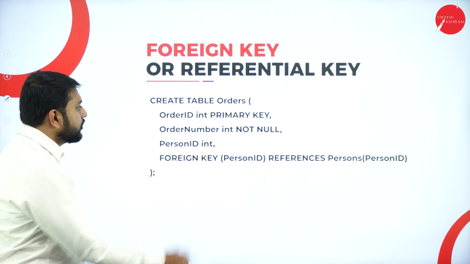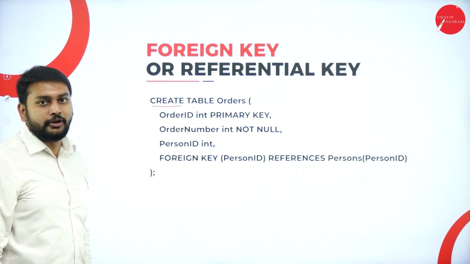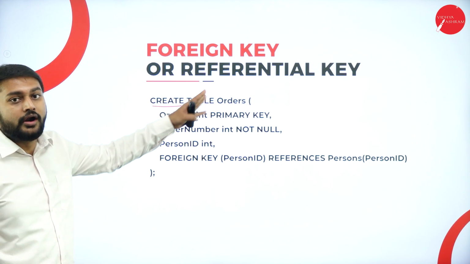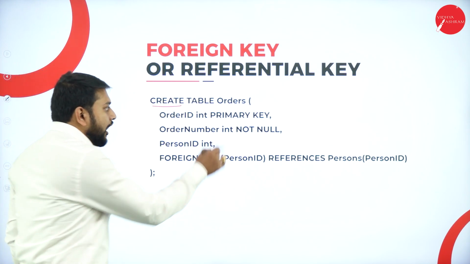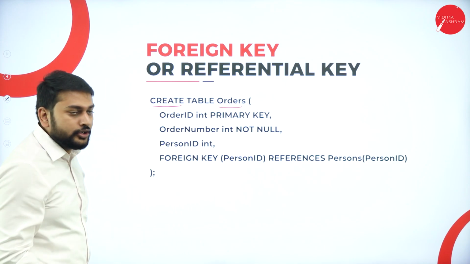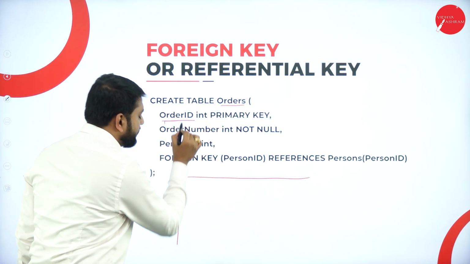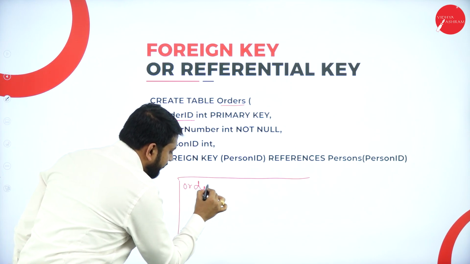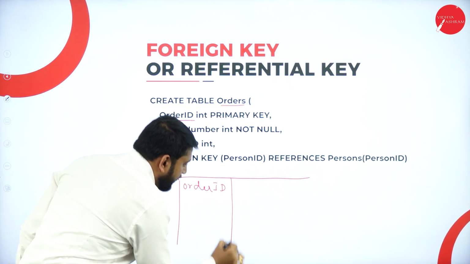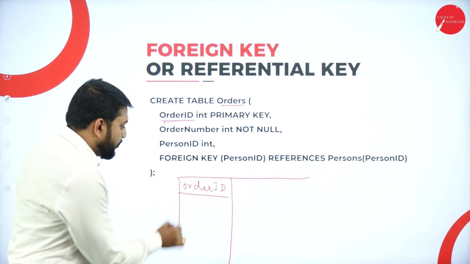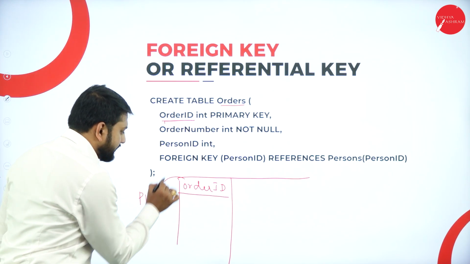Observe carefully. First of all, I'm creating the table. When I'm creating the table itself, I have to do this. Create table orders. Which table am I creating? I'm creating the table called orders. In this table, what is the first column that we have? Order ID. Fine, I'm creating order ID. Observe here, I'm making this the primary key of this orders table.